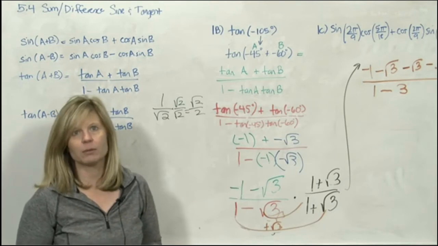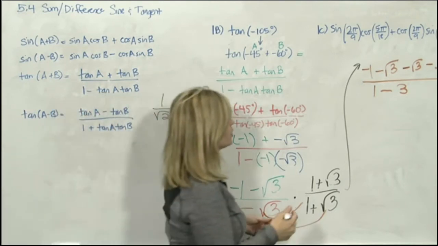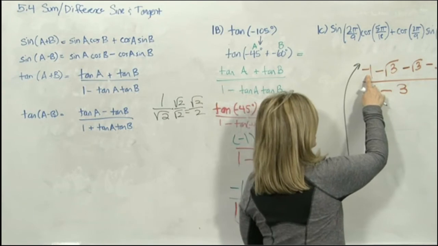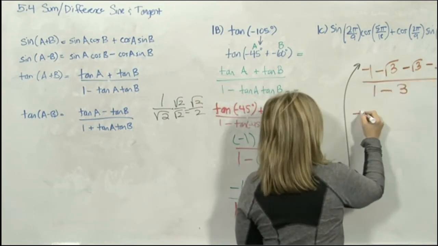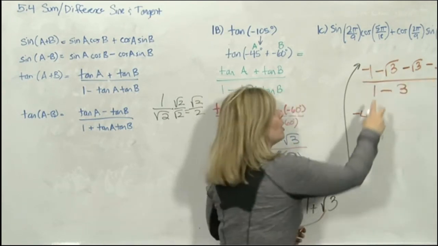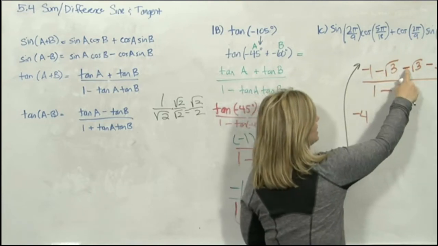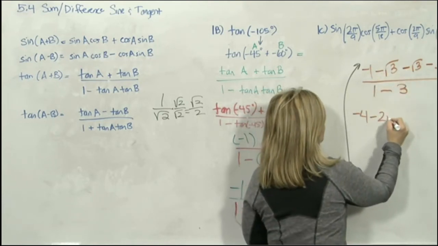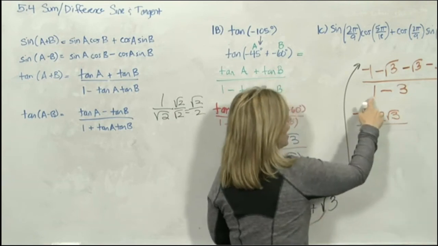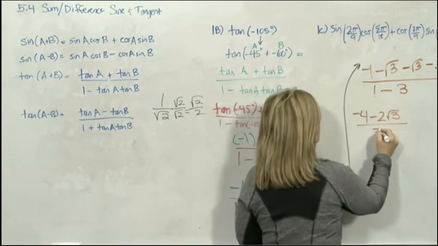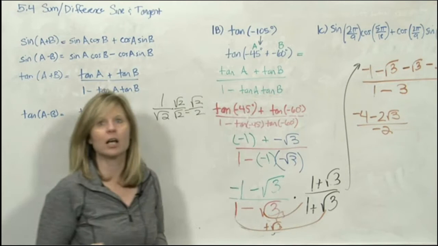That's still not acceptable. Let's collect like terms in the numerator. So in the numerator, you have a negative 1 and a negative 3. That will add to negative 4. You have a negative 1 square root of 3 and a negative 1 square root of 3. That would add to negative 2 square roots of 3. And in the denominator, 1 minus 3 is negative 2. All right, we're getting close.